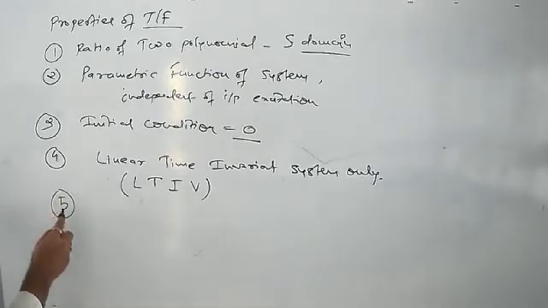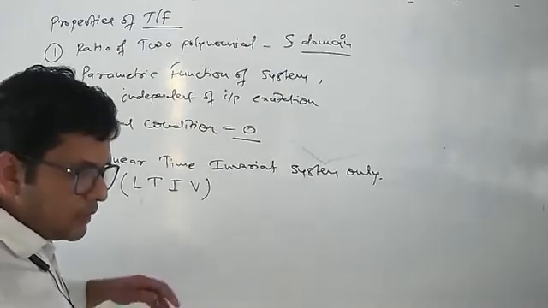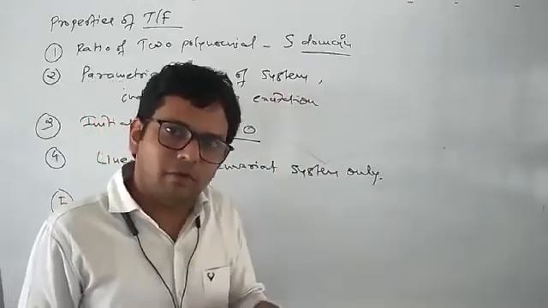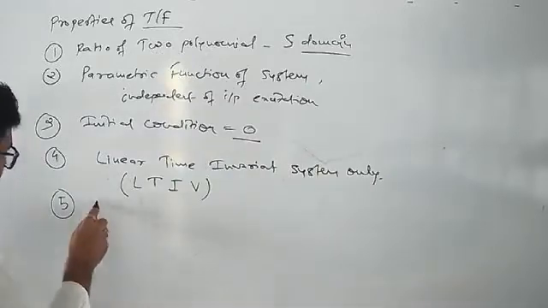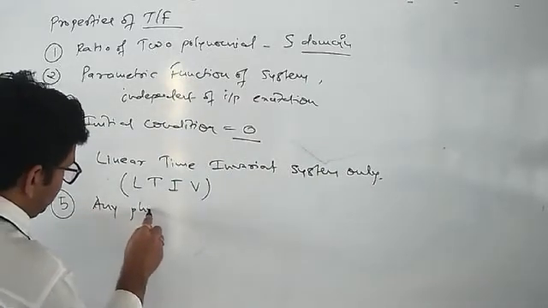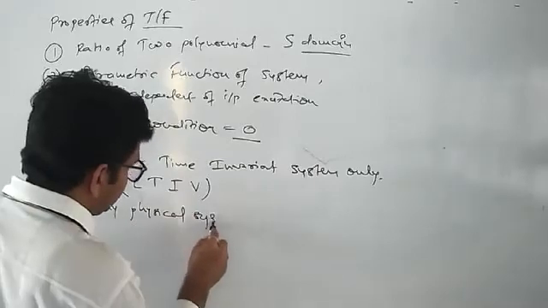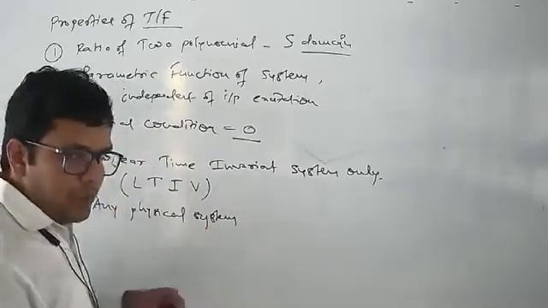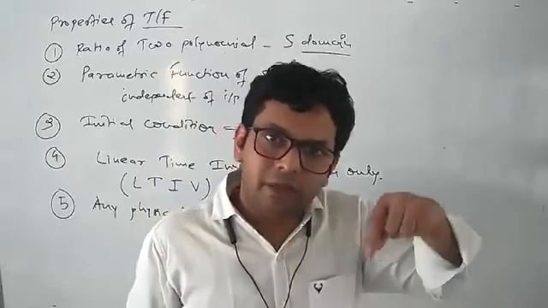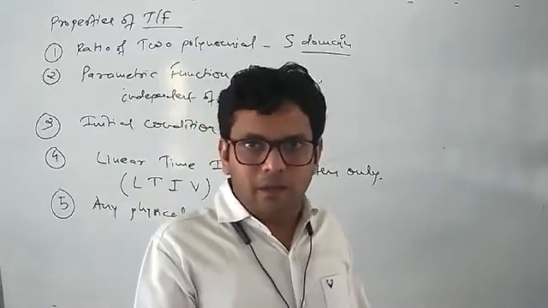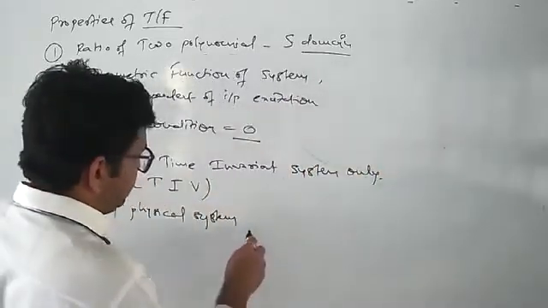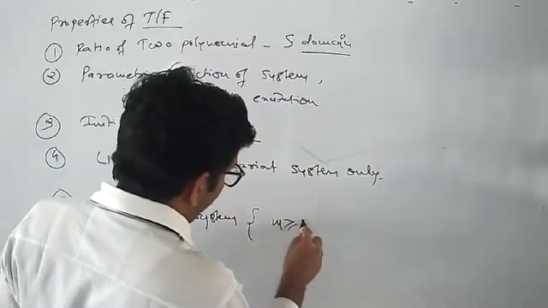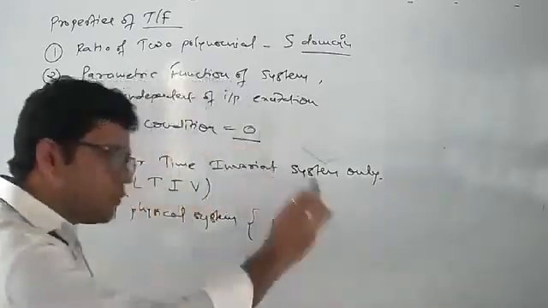Now the fifth property of transfer function: if you see the definition of transfer function, it is the ratio of Laplace transform of output by Laplace transform of input by assuming all initial conditions to be 0. And for any physical system, the relationship between m, where m is the highest power of s available in the denominator polynomial, and n, where n is the highest power of s available in the numerator polynomial, has to satisfy this condition: m is always greater than or at the max equal to n.